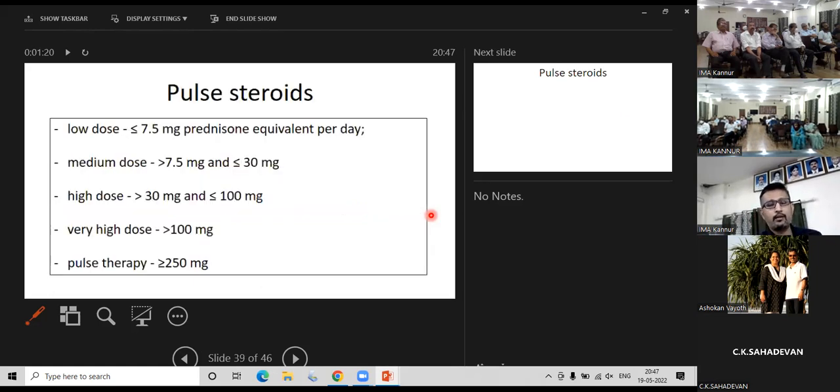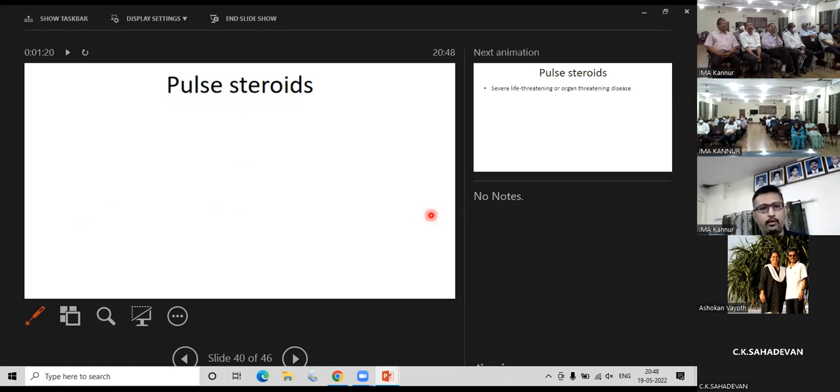So coming to pulse steroids, I just wanted to mention a few of the drugs specifically. How do we define the dose of steroids? Low dose is something below 7.5 mg per day. Medium dose is 7.5 mg to 30 mg per day of prednisolone equivalent. High dose is 30 to 100. Very high dose is above 100, and pulse therapy is something that is above 250. So pulse therapy is whenever you give 250 mg or more of prednisolone equivalent or any other steroid.